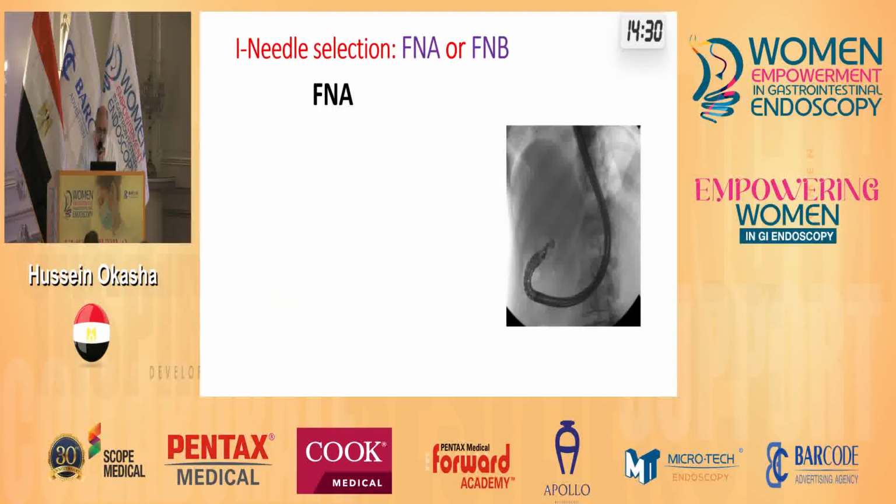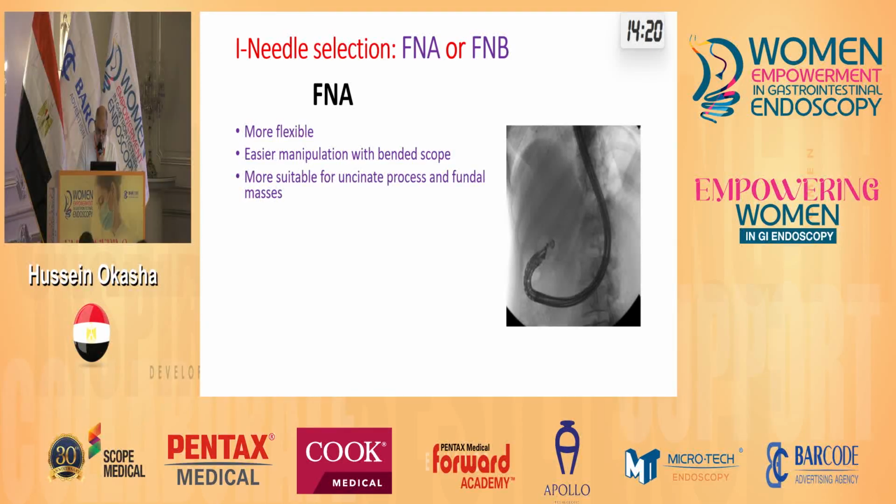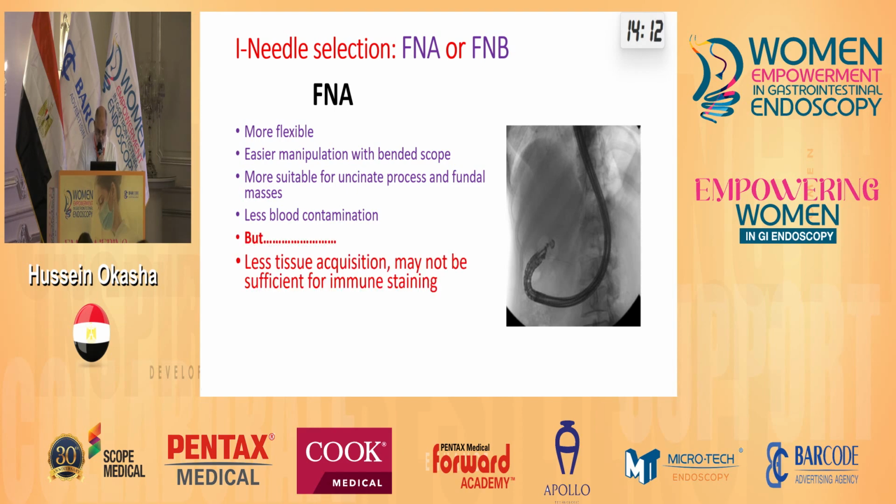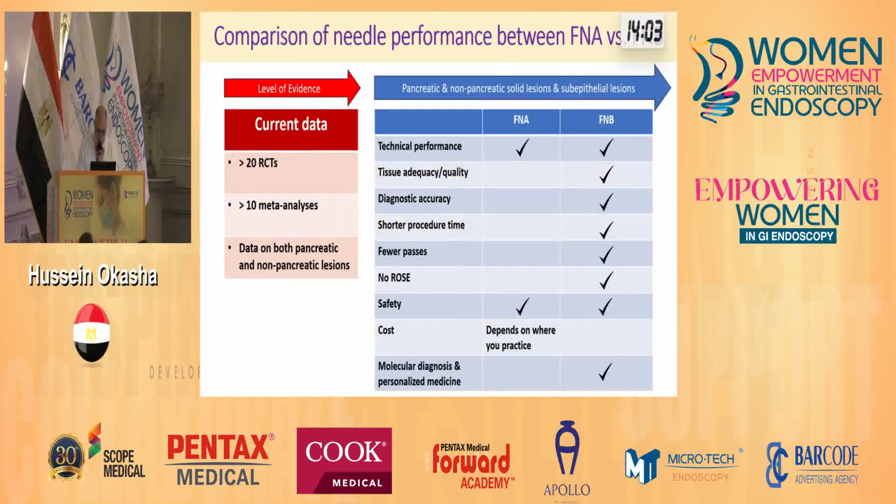The most important question is the needle selection, whether FNA or FNB. FNA needles are more flexible, with easier manipulation with a bended scope, so they are more suitable for uncinate process and fundal masses, and there is less blood contamination, but they obtain less tissue and may not be sufficient for immune staining and lack tissue architecture.